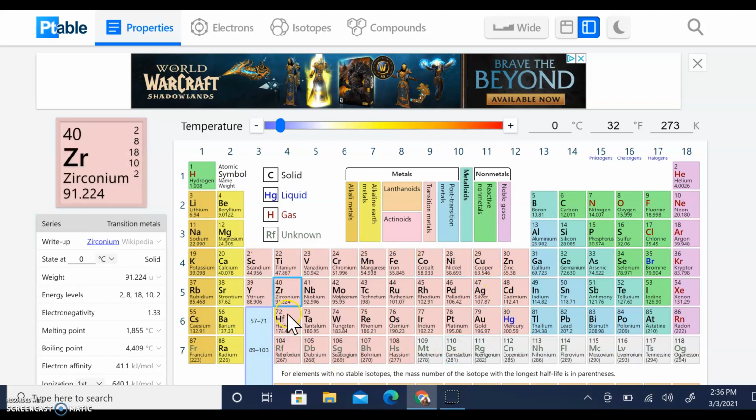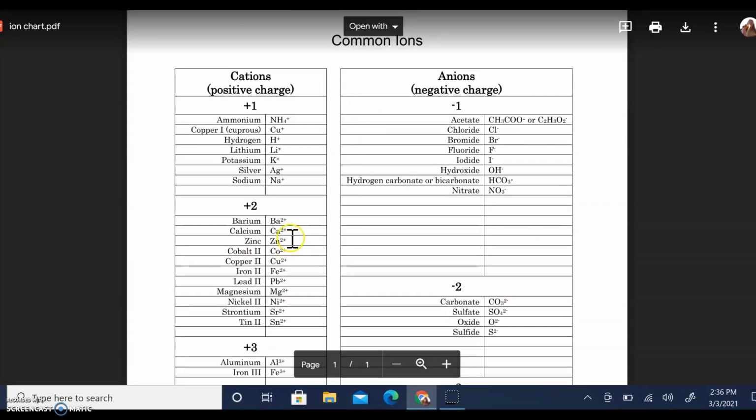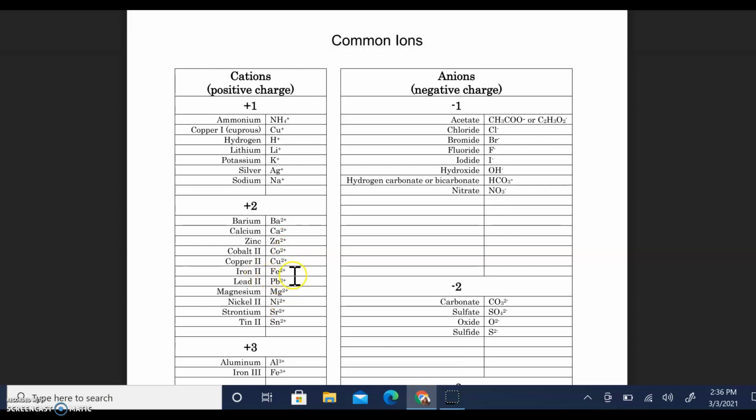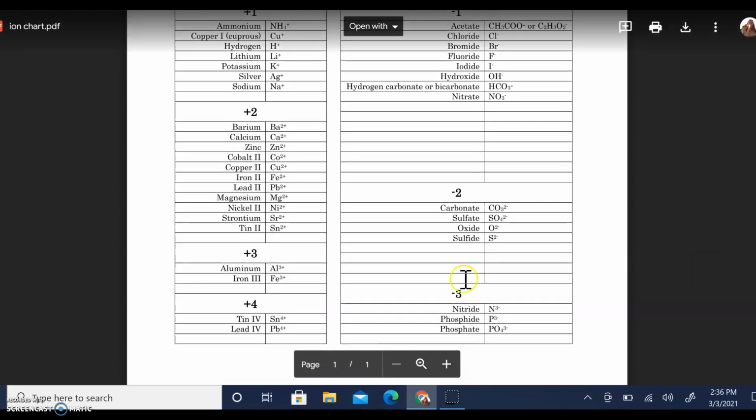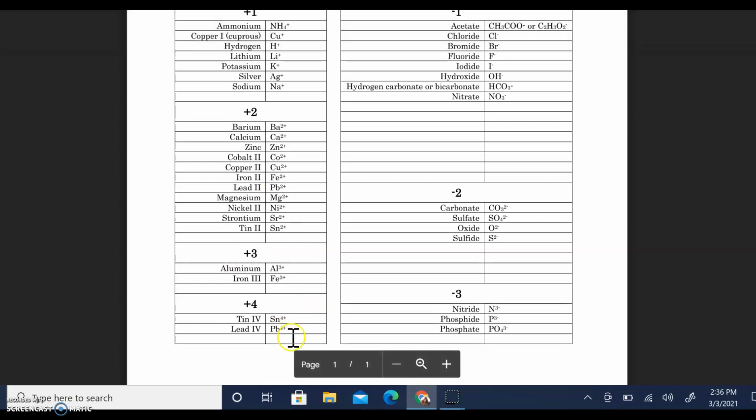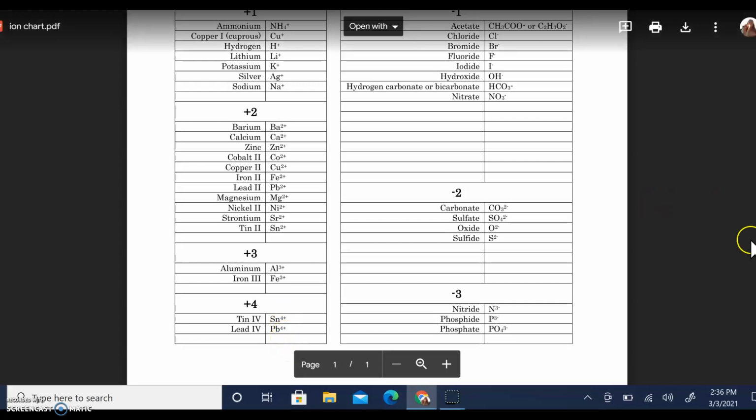The rest of them get a Roman numeral to tell us what charge they are. So if I asked you what's the charge on Fe Roman numeral 2, the charge is +2. And so here we have a lot of these: iron 2 and copper 2 and cobalt 2 and nickel 2 and tin 2. Those are all transition metals here. Tin and lead, that's a representative metal, but it also gets a Roman numeral.